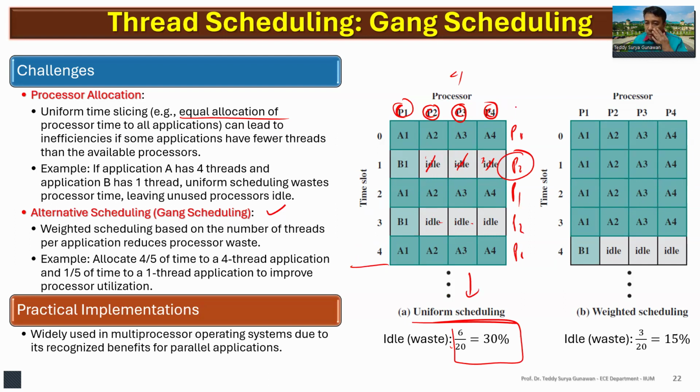If you have weighted scheduling, it means that the more threads, the more you allocate. So this is like gang scheduling. You allocate P1, P1 again, P1 again, P1 again, because P1 has 4 threads, and then P2, because P2 only has 1 thread. Then you can see the idle is only 3. So 3 over 20, 15%. So you reduce the wastage from 30 to 15%.